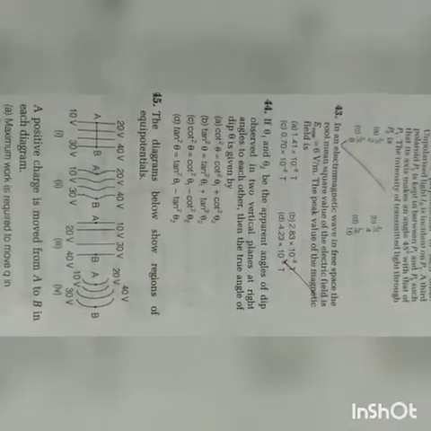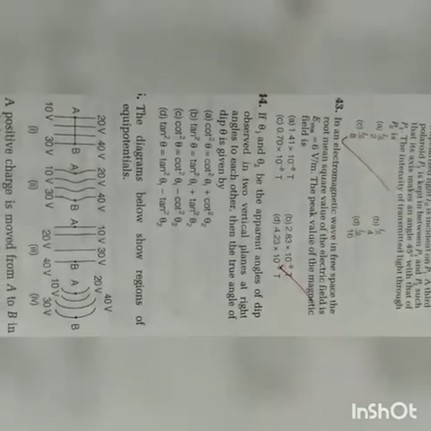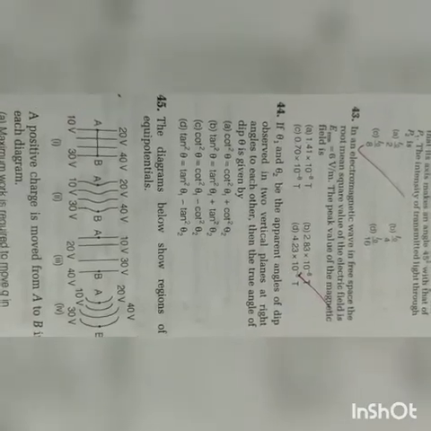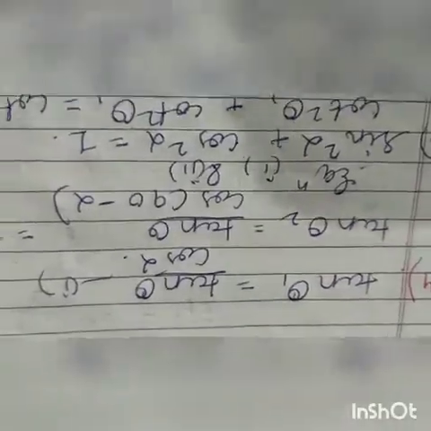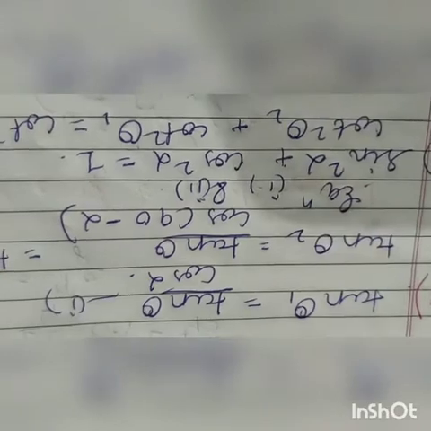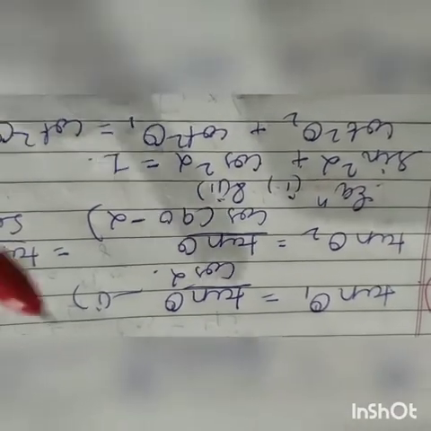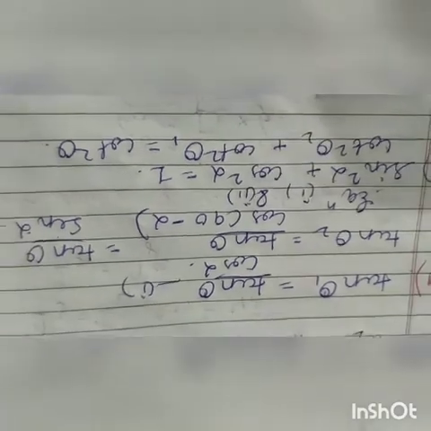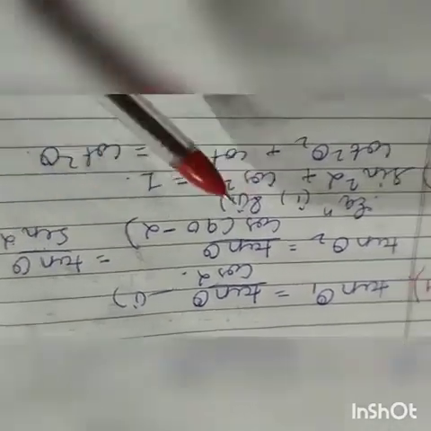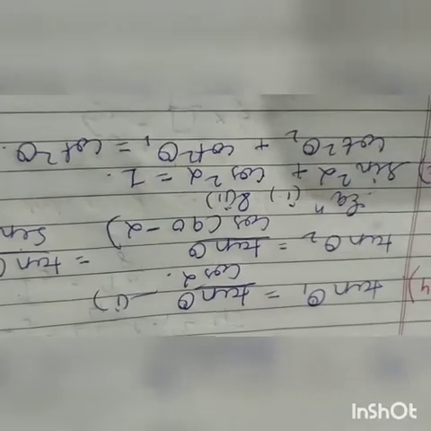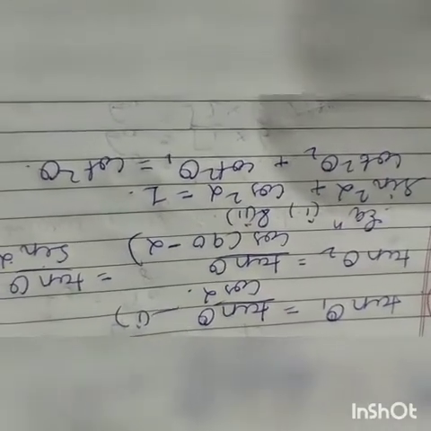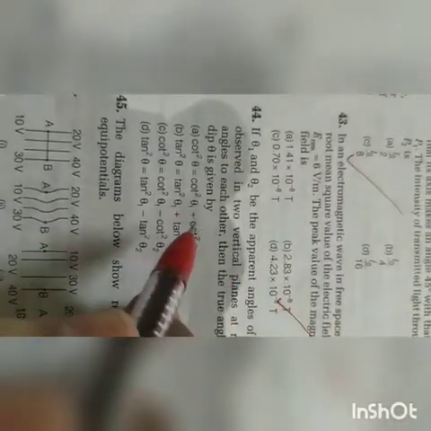Question number 44. If theta 1 and theta 2 are the apparent angles of dip observed in two vertical planes at right angles to each other, the true angle of dip theta is given by. As we know, tan theta 1 is equal to tan theta by cos alpha, and tan theta 2 is equal to tan theta by cos (90 minus alpha). Cos (90 minus alpha) is sin alpha. From equations 1 and 2 we get cot square theta 2 plus cot square theta 1 is equal to cot square theta. Here is the correct option, the first one.